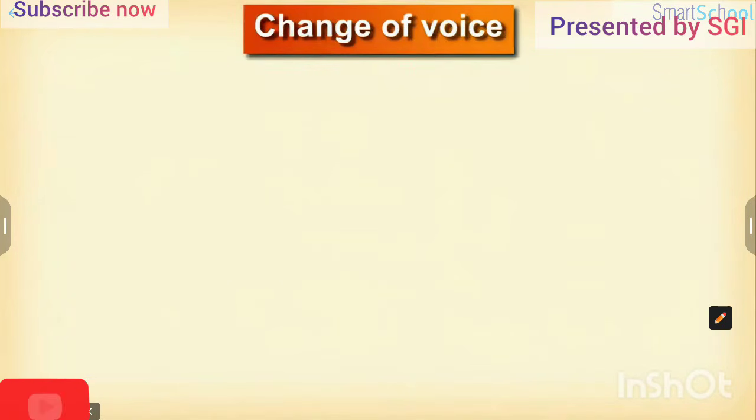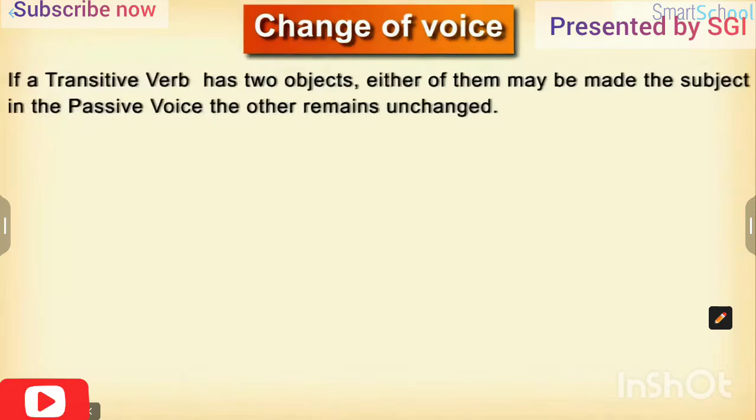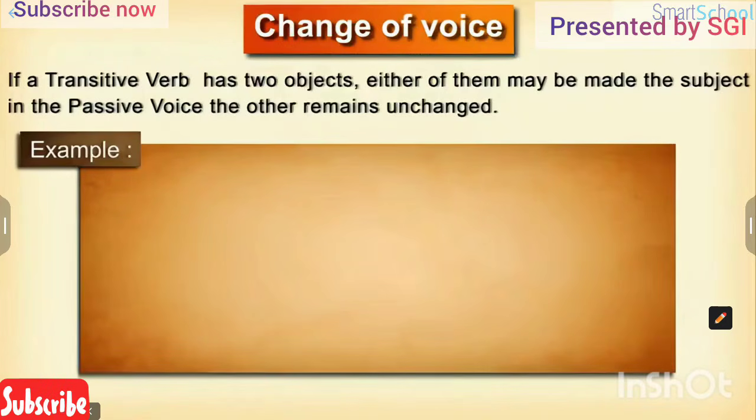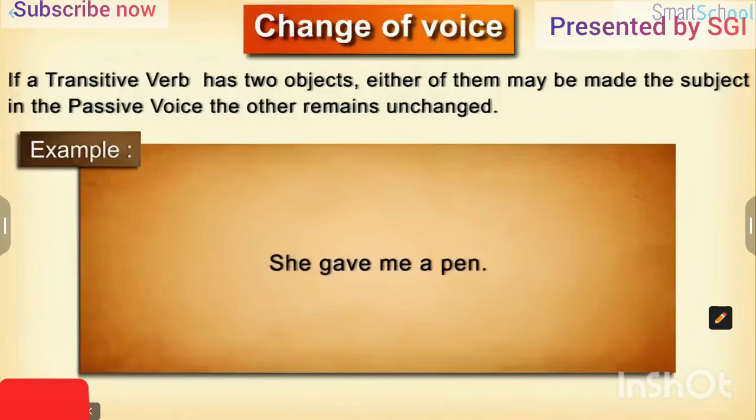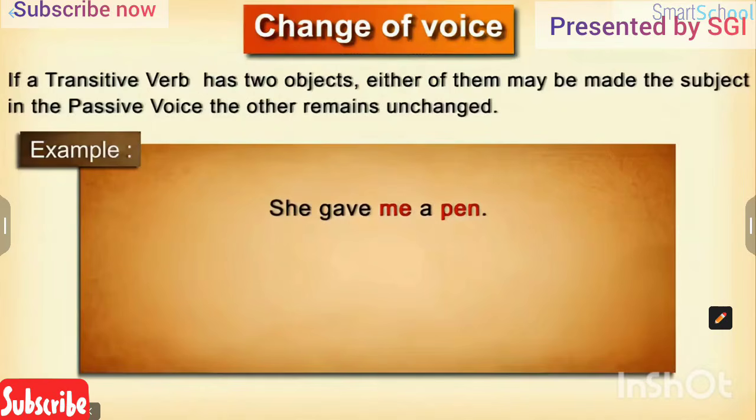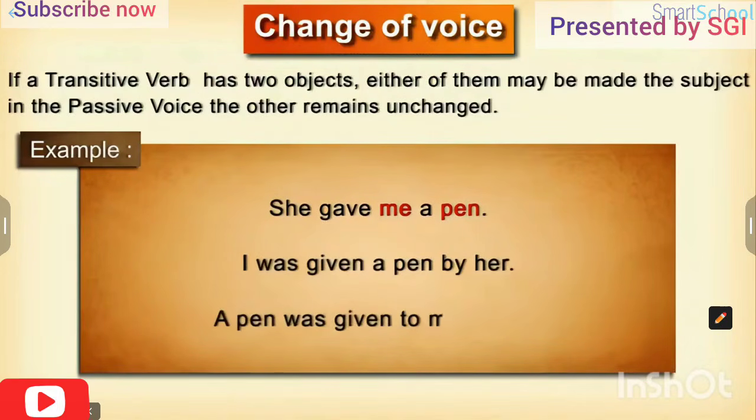Another important point to note is that if a transitive verb has two objects, either of them may be made the subject in the passive voice and the other remains unchanged. For example, she gave me a pen. Here, we have two objects, me and pen. The passive form of the sentence will become, "I was given a pen by her," or "A pen was given to me by her."